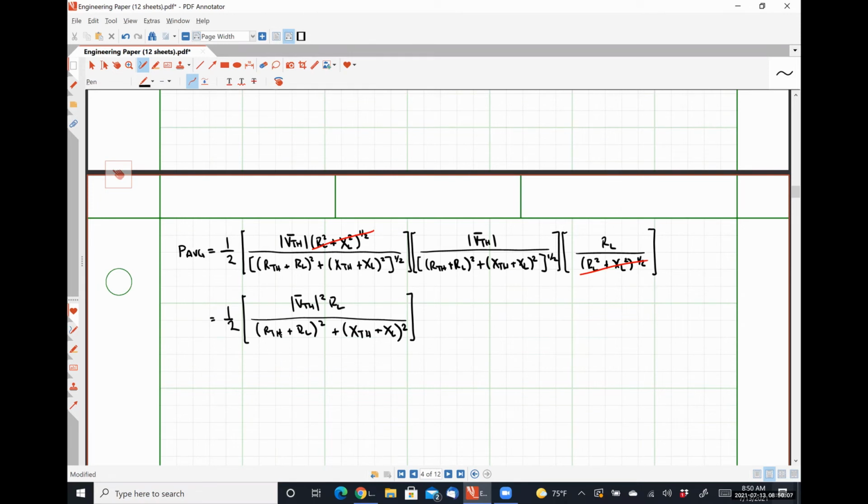So let me ask you guys a question. Does having any reactance in this system make the average power larger or smaller?